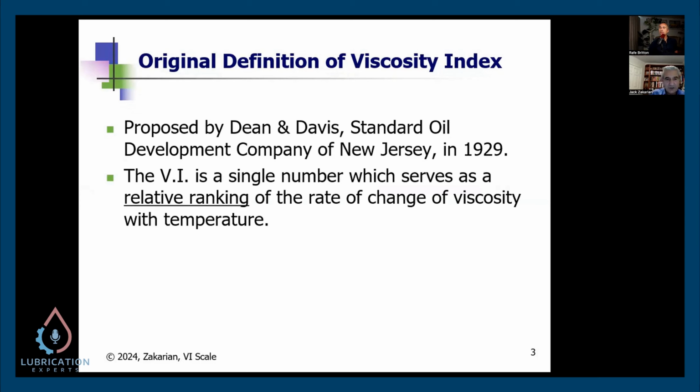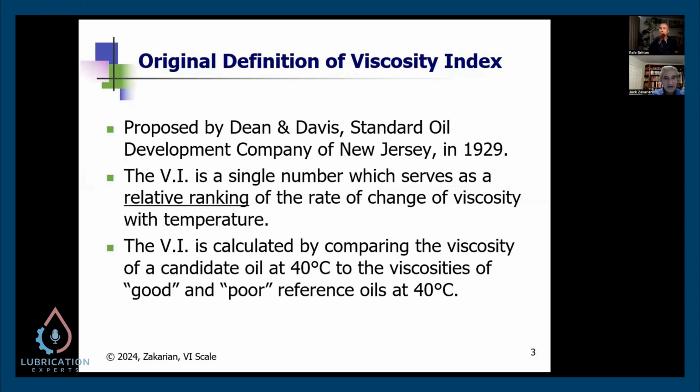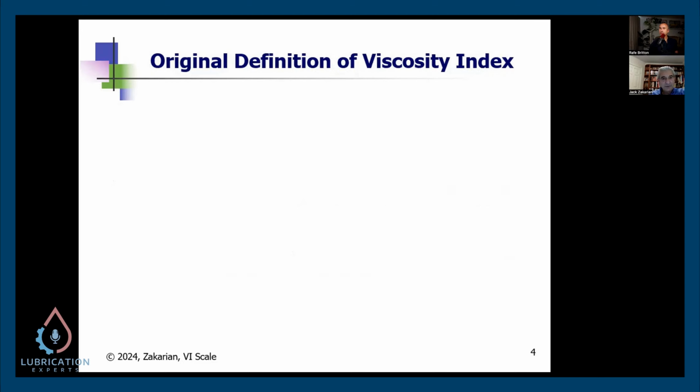So it's kind of what we call a relative ranking. What you do for a relative ranking is you compare the oil you want to rate against two other oils, one which was a good oil and one which was a poor oil. And so you have to define these series of oils, and then you can use that to compare your unknown oil and get a number.